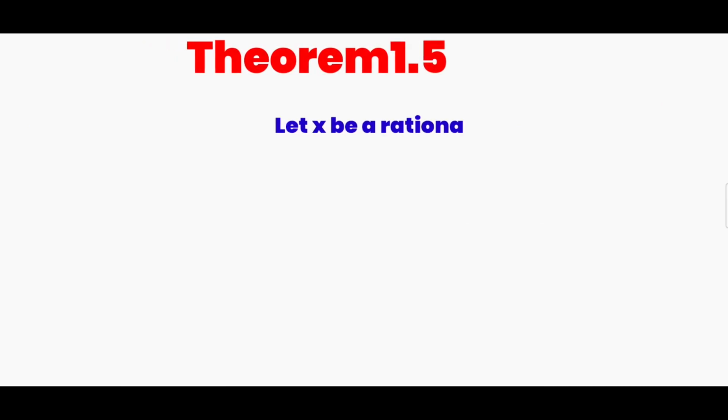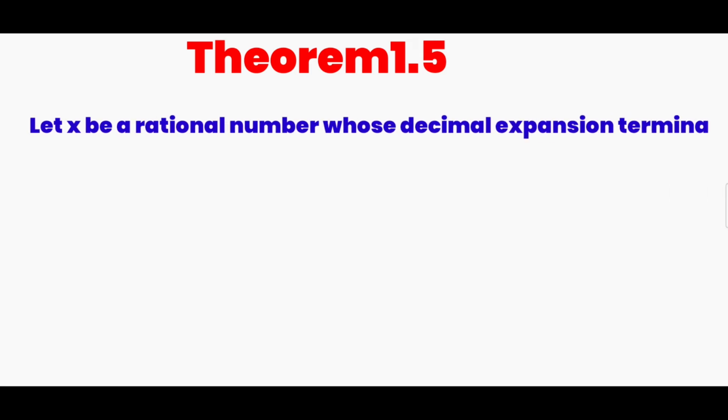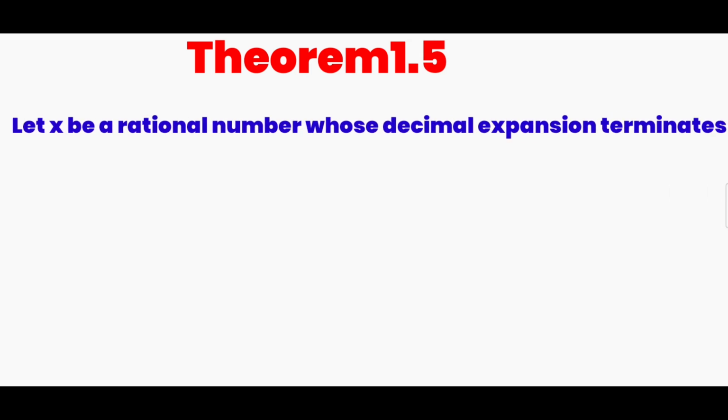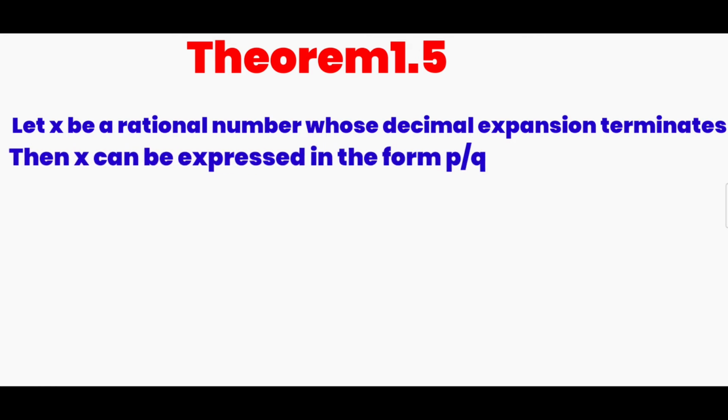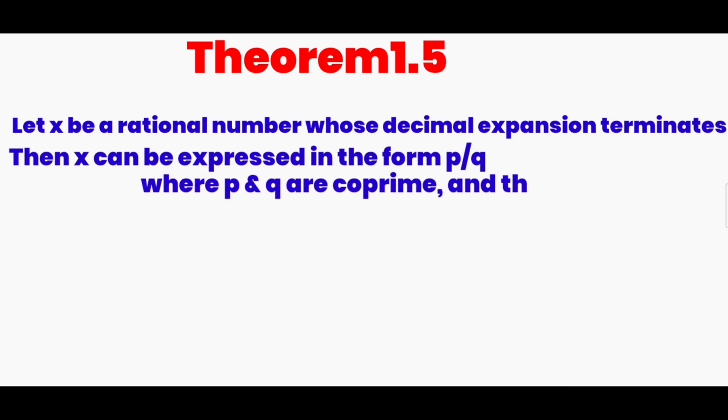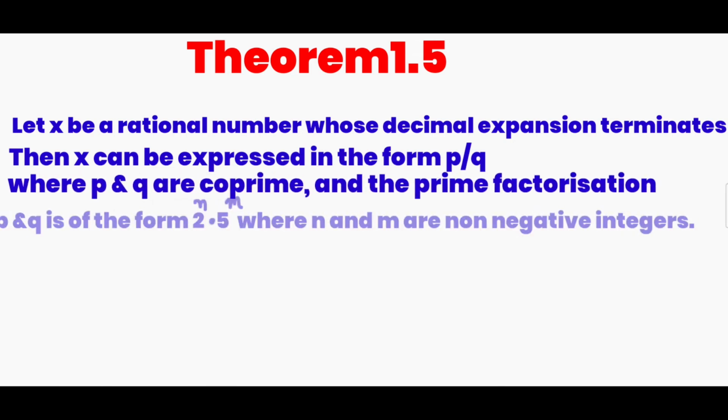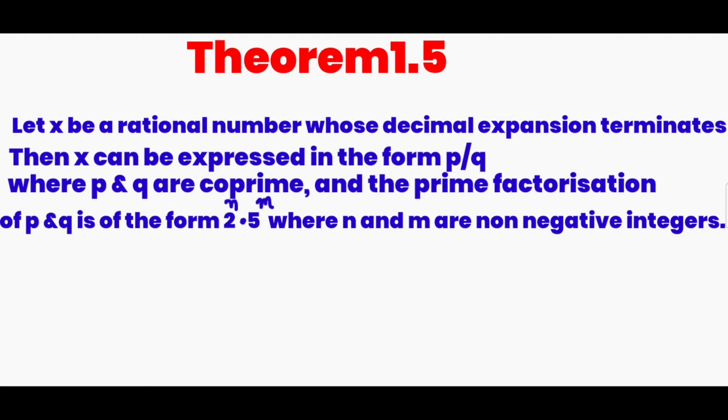First, let's discuss Theorem 1.5. It says that if x is a rational number whose decimal expansion terminates, then x can be expressed in the form p upon q, where p and q are co-prime and the prime factorization of q is of the form 2 raised to power n into 5 raised to power m, where n and m are non-negative integers.